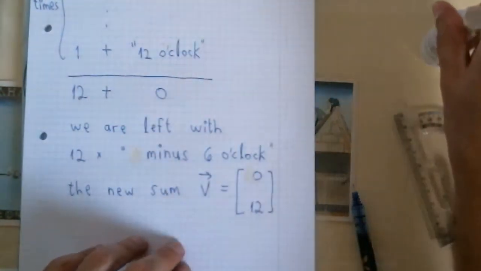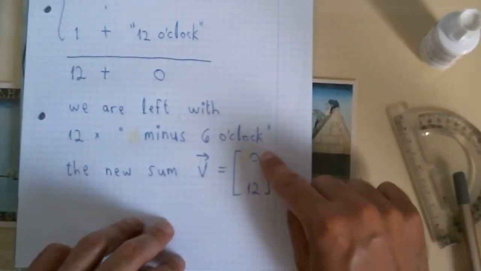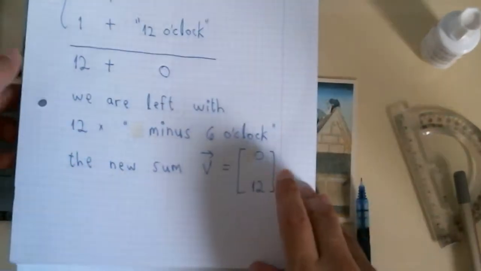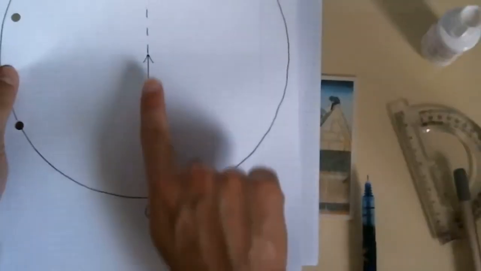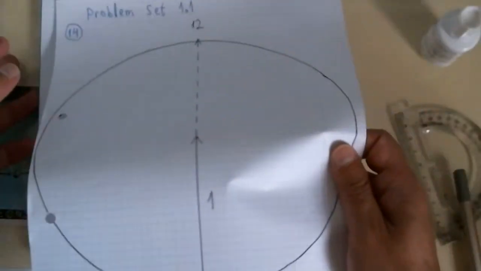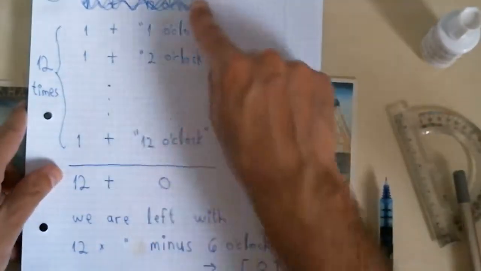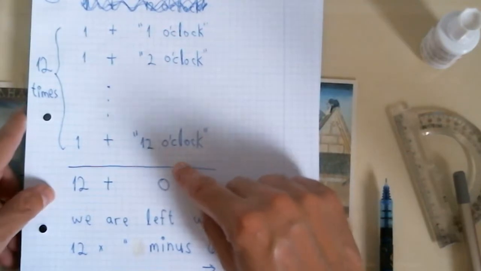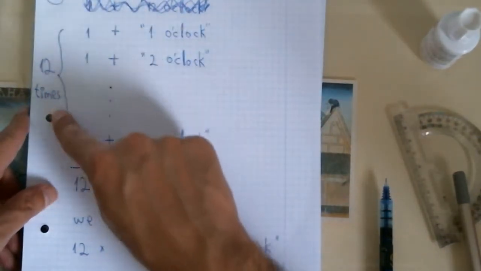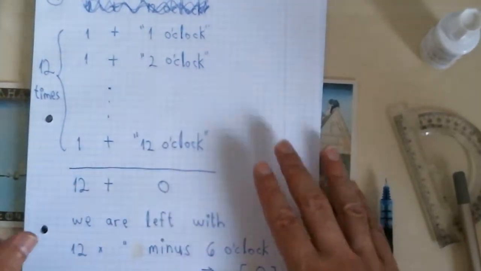Okay, so can you see it? The new sum is just 0 to the left or right and 12 upwards. 12 times we do this. One time, second time, third time, because the summation of all the hours gives us 0, they cancel each other out, and the summation of all those 1 steps 12 times gives us 12. Okay, so thank you very much.